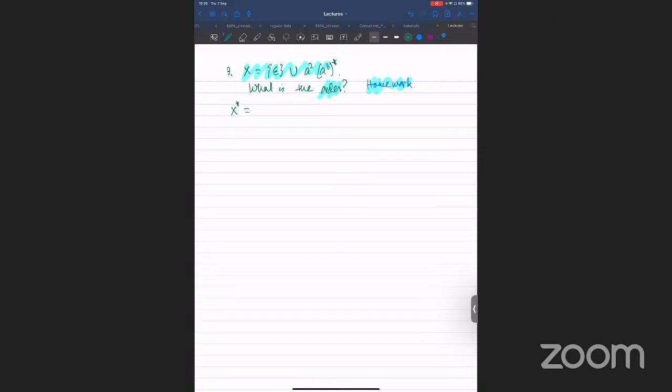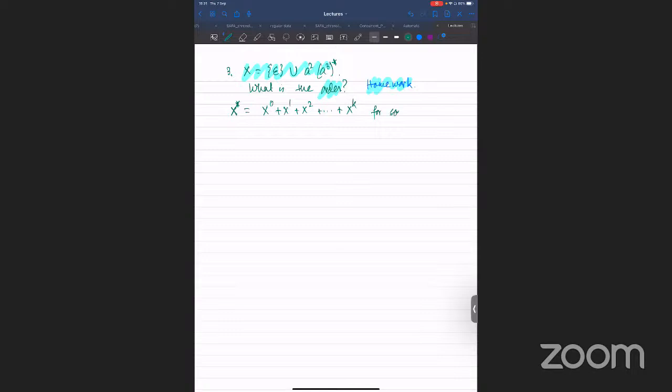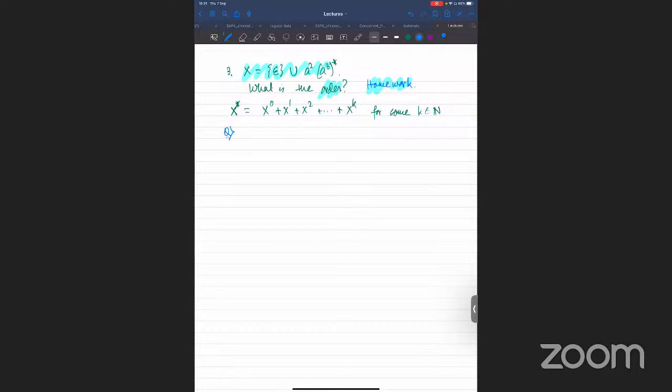The next set of words, essentially it means that if you have x star, you cannot stop it. Essentially x0 plus x1 plus x2. If you can do this for some finite k, it can be anything, even 100, 200, 2000. As long as it is finite, then you say that it has the finite power property.